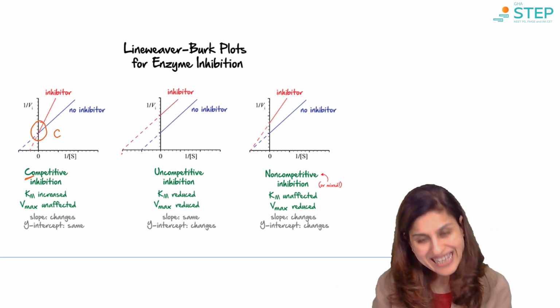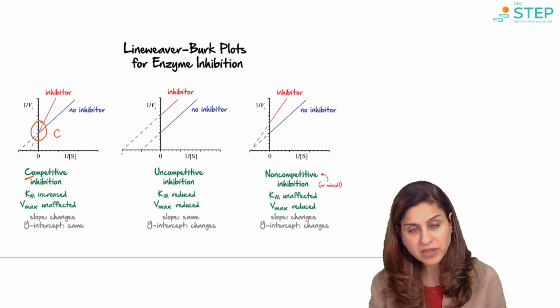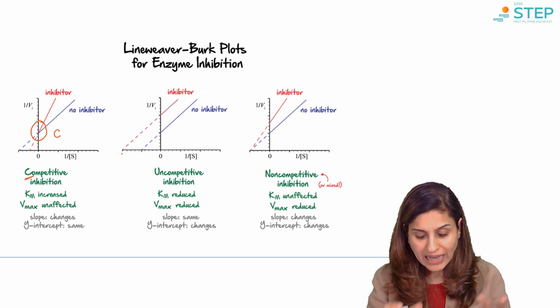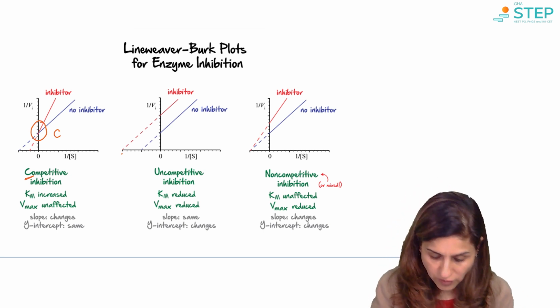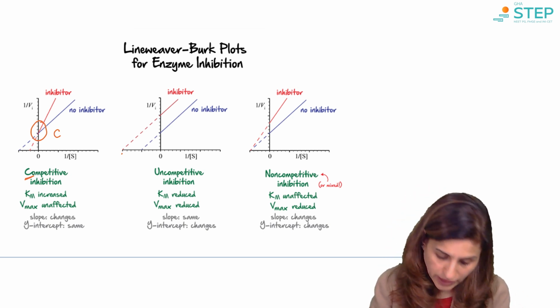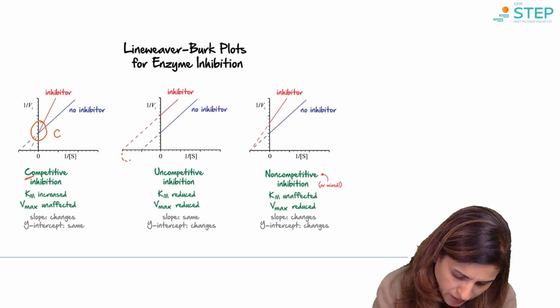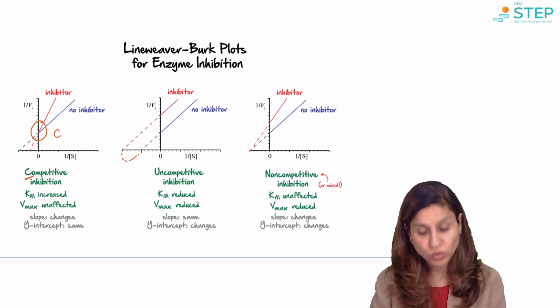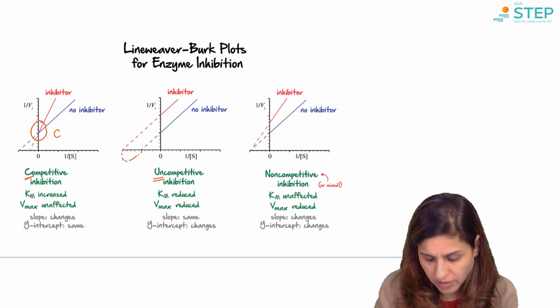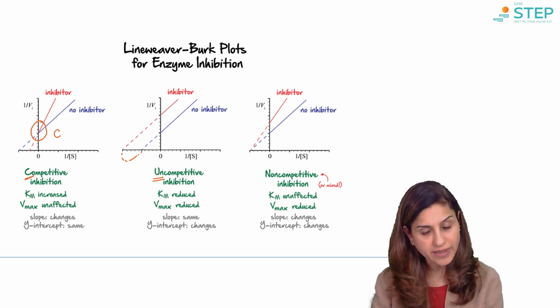Now the second type of antagonism here is uncompetitive. So, how to identify it from a graph: if there are two parallel lines running together, and if you join them here, it is in the form of a U. So U stands for uncompetitive antagonism.